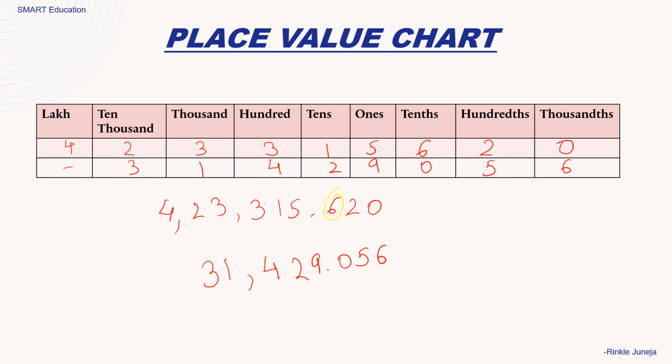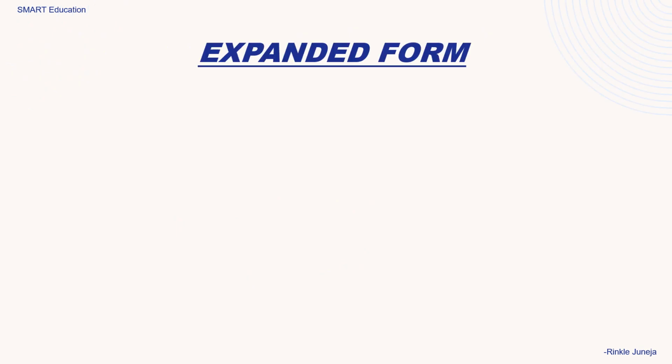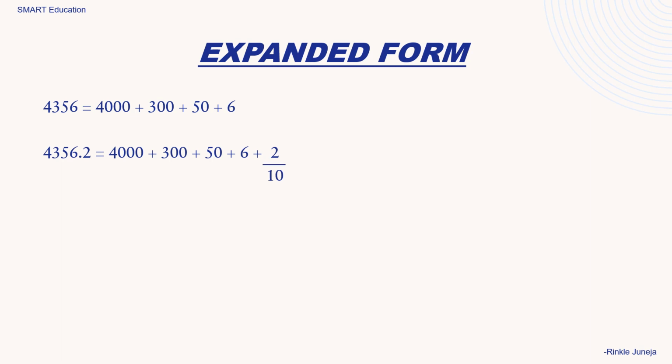Now let's understand it in another way. We also write numbers in expanded form, right? If a number is 4356, we'll write it like 4000 plus 300 plus 50 plus 6. Now let's try and expand the decimal numbers. 4356.2. So 4 to 6 it remains the same. For 2, we'll write down 2 by 10. So since this is tenths place, we'll divide it by 10.